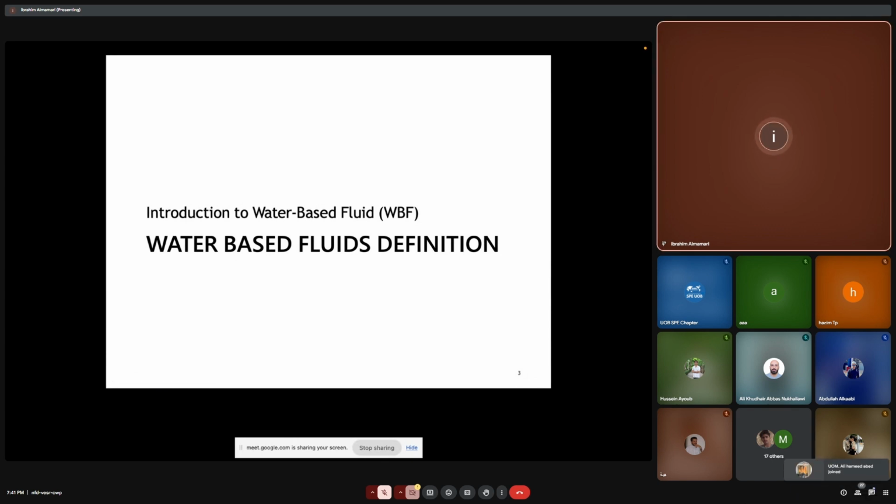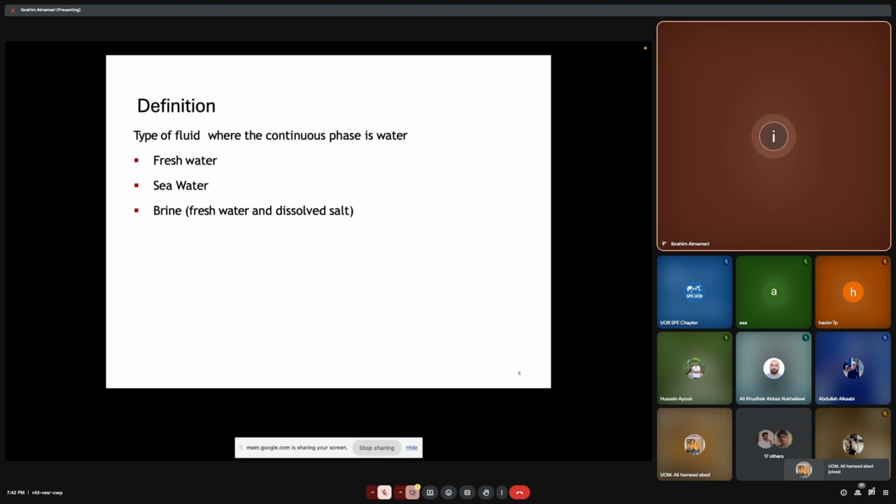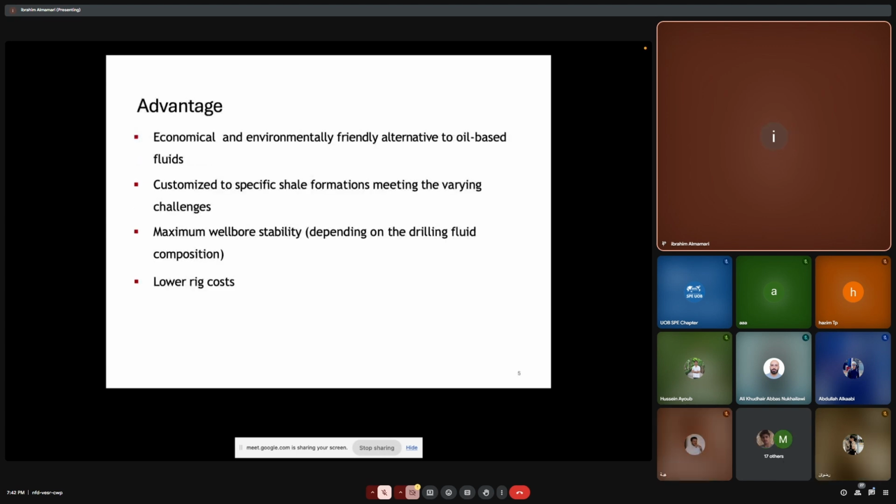Really quick, this is water-based mud. We'll talk about it more. We have fresh water, seawater, and brine. We talked about the economical and environmentally friendly alternative to oil-based mud, customized to the shale formation, minimizing wellbore instability. Nowadays they're trying to really advance water-based mud to reach oil-based, mainly because it's much more economical and environmentally friendly. But at the end, with oil-based you can drill any reactive shale, while water-based has its own limitations.